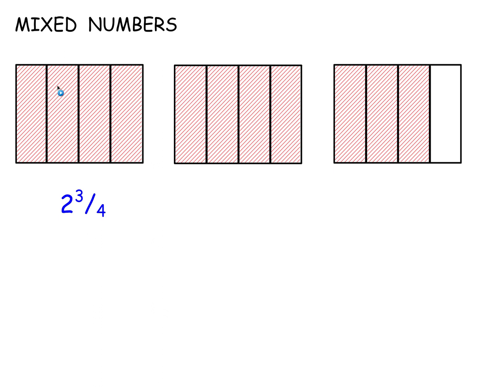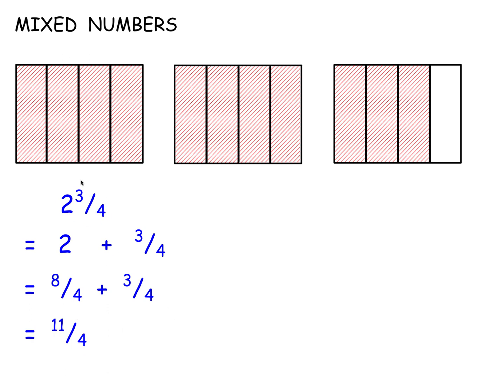Well, if I look at it, I've got 4 quarters. I've now got another 4 quarters. That's 8 quarters. And then I've got 3 quarters. So I've got 4, 4 and 3. That's 11 quarters altogether. Showing it here, I've got 2 plus the 3 quarters. The 2 is worth 8 quarters. Plus that other 3 quarters gives us 11 quarters altogether. So 8 quarters and 3 quarters making up 11 quarters.